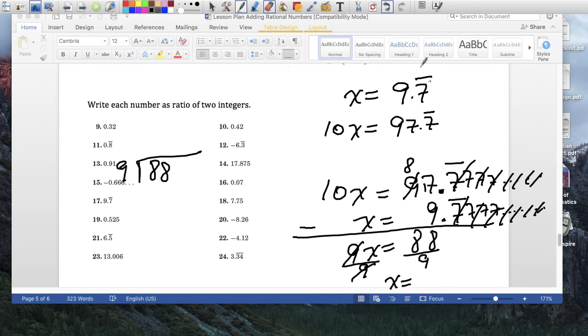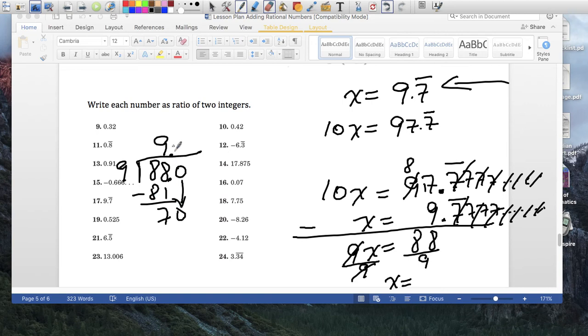Here's 9. Let's see if that truly gives us this answer. 9 goes into 81 9 times. 9 times 9 is 81. Subtract, I get a 7. Add a decimal, add a 0.